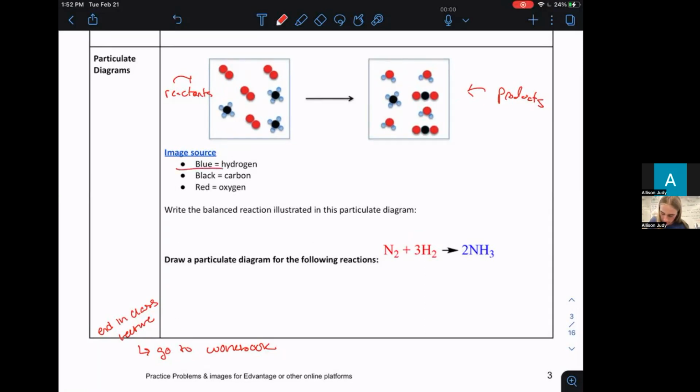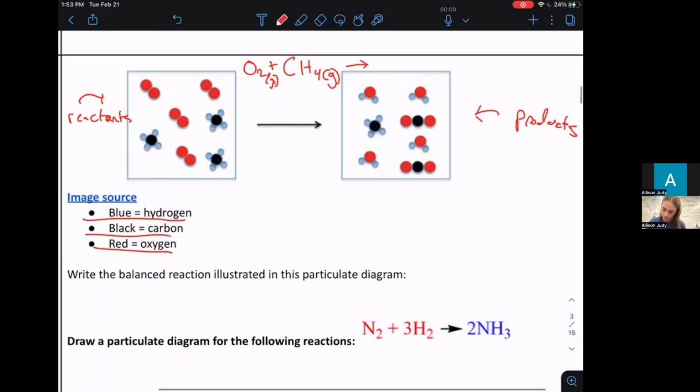And then in this case, there's a little key. Sometimes they won't give you a key and you'll just have to figure it out without actually knowing what the molecules are. But in this case, the blue are hydrogen, black are carbon, and the red are oxygen. So we have diatomic oxygen reacting with CH4, methane, and these are all gases. You can see generally in a particulate diagram that something is a gas if it's just spread out evenly through the whole container. And then it's producing, you don't actually have to write this equation, it's just maybe helpful.